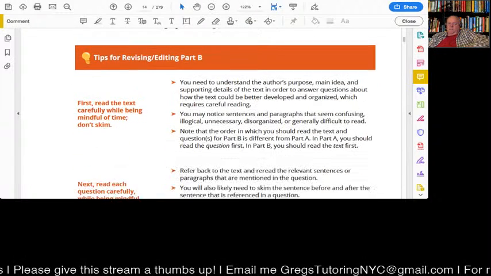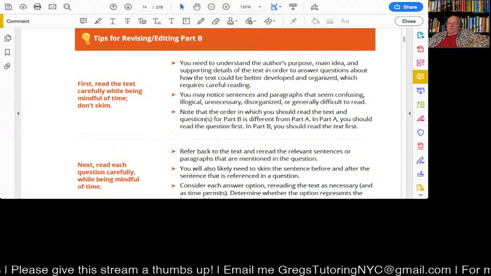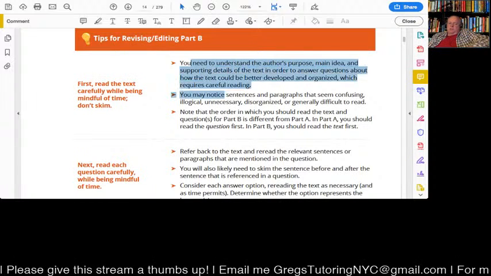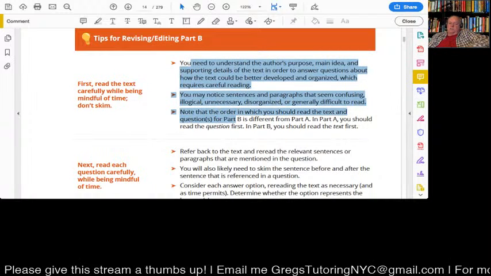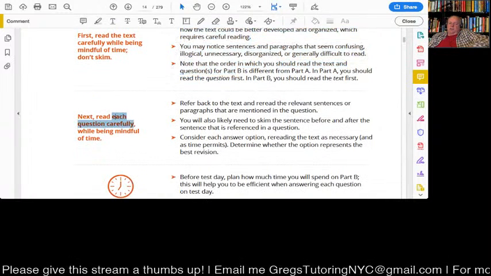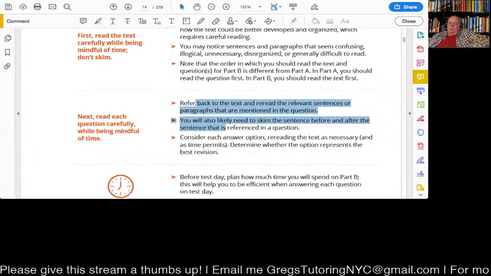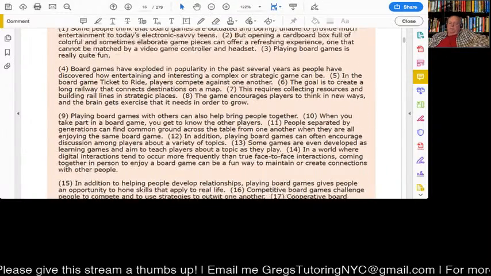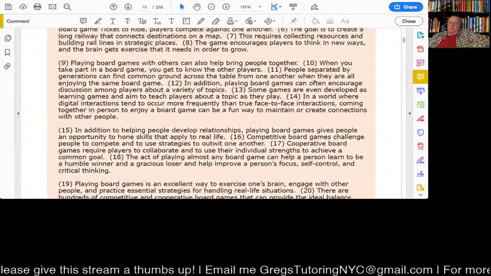And they give you some general tips. First, read the text carefully, being mindful of time. There's other details in here. You're looking for supporting details. Next, answer each question carefully and refer back and so on. Okay, so here's an actual sample. It looks like a reading comprehension passage.